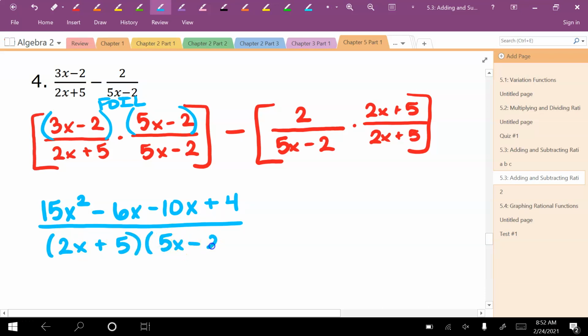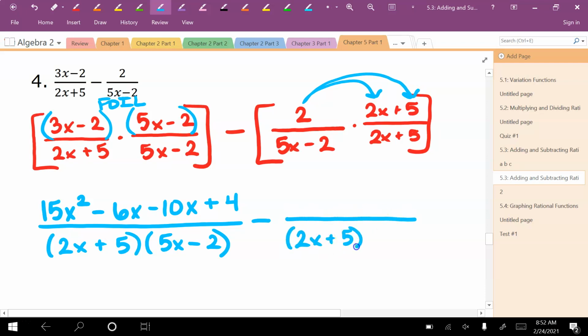Now, my common denominator, I have 2x plus 5, 5x minus 2. Now, the second fraction, you don't have to FOIL on the top, you just have to distribute that 2. So a little bit simpler here. If I distribute the 2 on the top, what's it going to say now? Good. 4x plus 10.